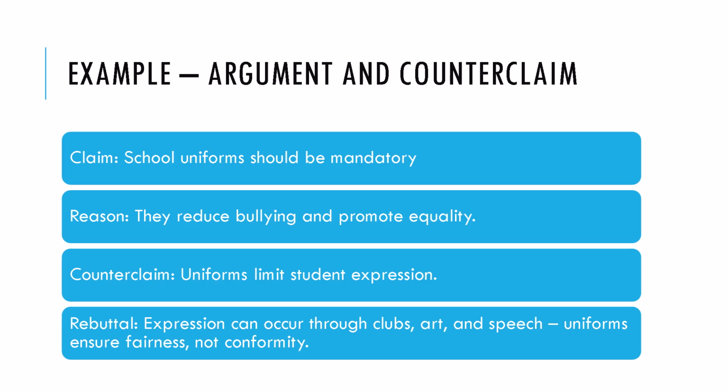So let's look at how a counterclaim fits into an argument. The claim here is school uniforms should be mandatory. So one reason is that they reduce bullying and they promote equality. And so a possible counterclaim could be uniforms limit student expression. But an effective rebuttal might respond, expression can still occur through clubs, art, and speech. Uniforms ensure fairness, not conformity.